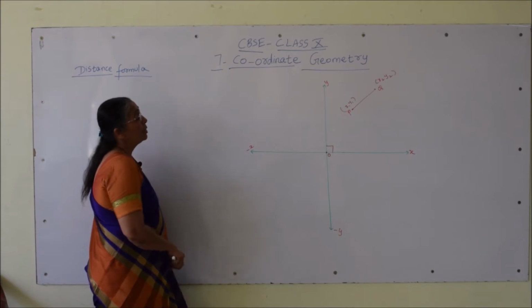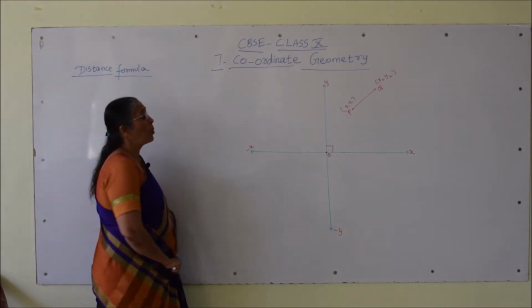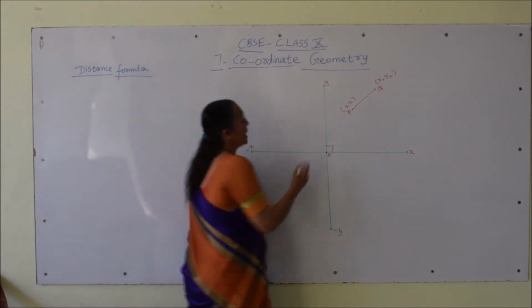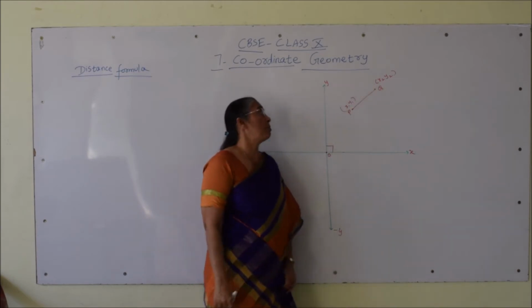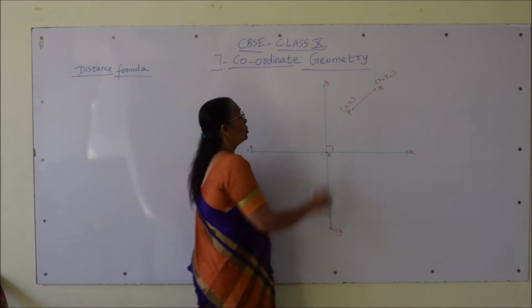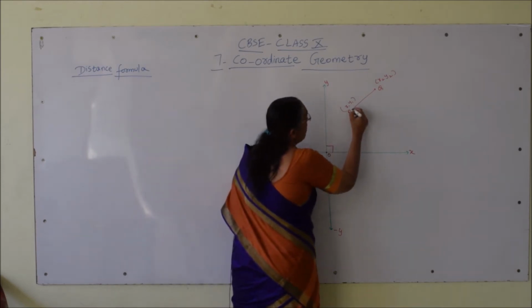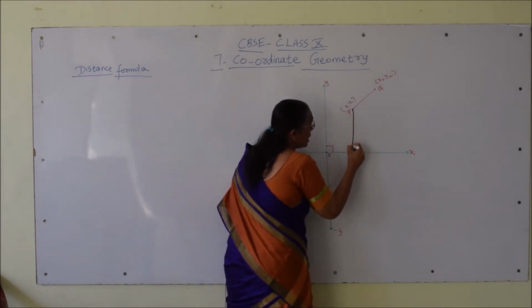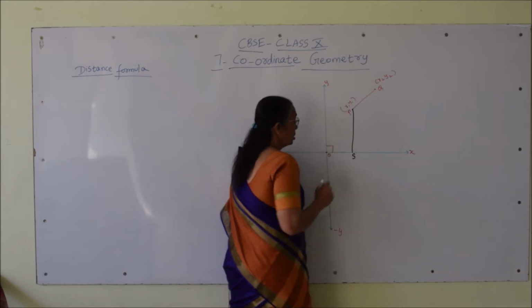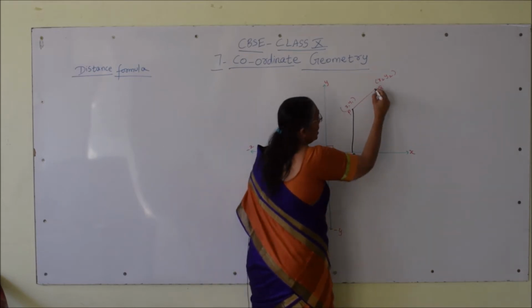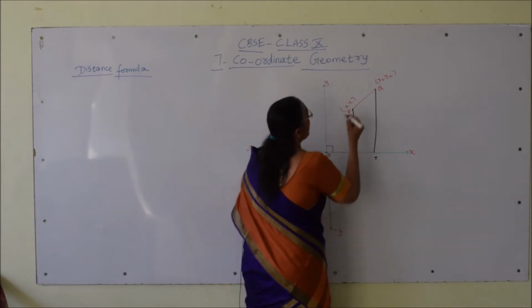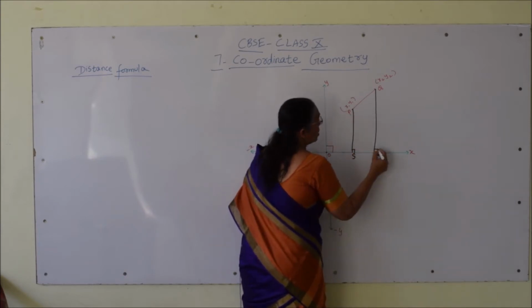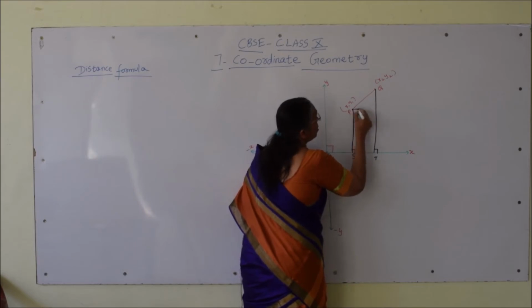Let us derive the distance between 2 points. The point P is (x1, y1) and the point Q is (x2, y2). So, first drop a perpendicular PS on the x axis and QT on the y axis, and even drop another perpendicular from P on QT.